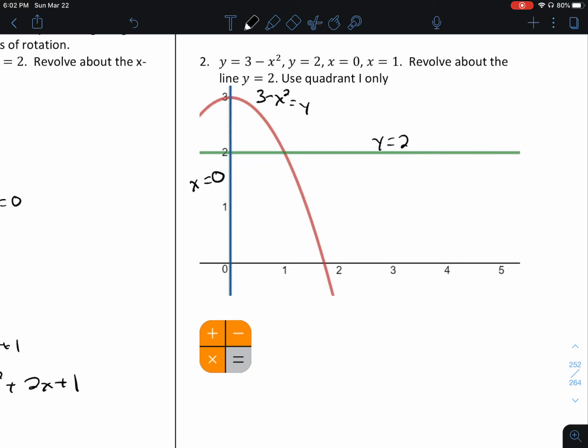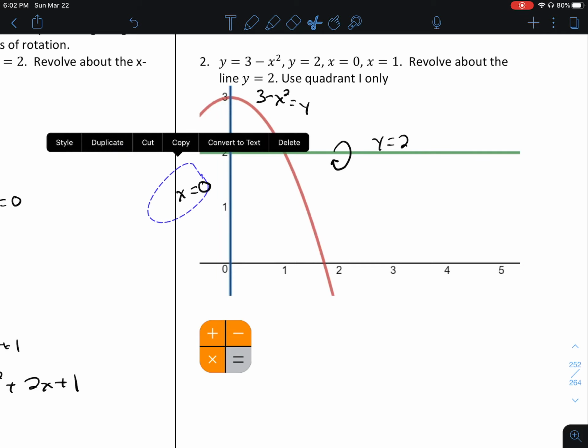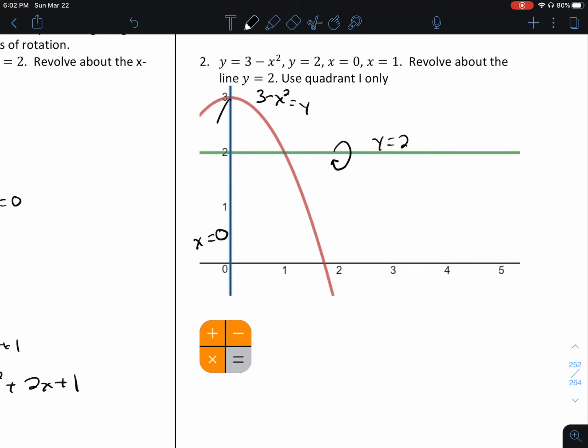We're revolving this around y equals 2. We're using quadrant 1 only, it says. So the shape that we're going to get here is going to be something like this. It's like a Hershey kiss here. I am mirroring this down here as best I can. So this is the shape that we're looking at. This 3D Hershey kiss-like shape.